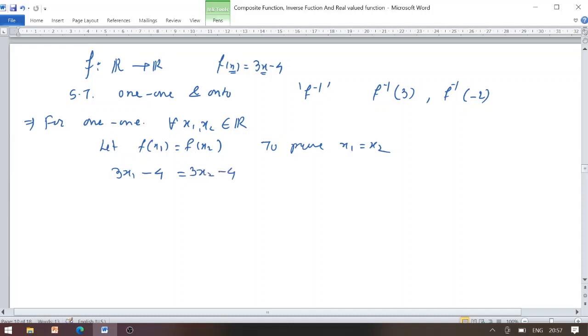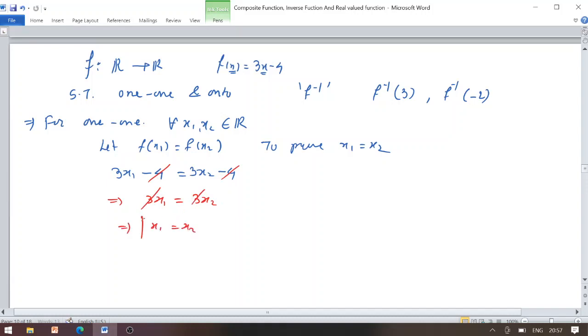Now minus 4 and minus 4 from both sides get cancelled. So that implies 3 times x1 equals 3 times x2. Again the 3s get cancelled, so that implies x1 equals x2. So for f of x1 equals f of x2, we have x1 equals x2. So that implies f is a one-one function.